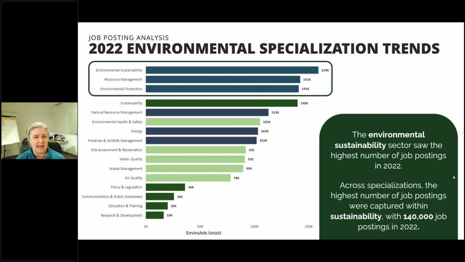That's followed by the natural resource management. So again, that's the mining and agriculture and forestry activities. And that's followed then by environmental health and safety activities. At the bottom, we have some research and development, some education and training, and some communications and public awareness activities as well, although there tends to be smaller demand for workers in those particular specializations across Canada.